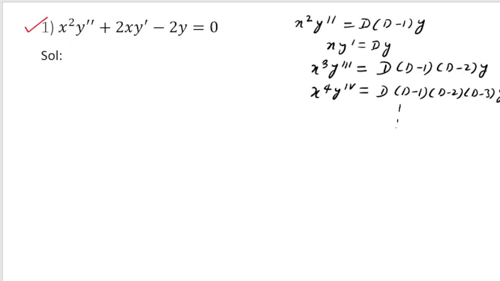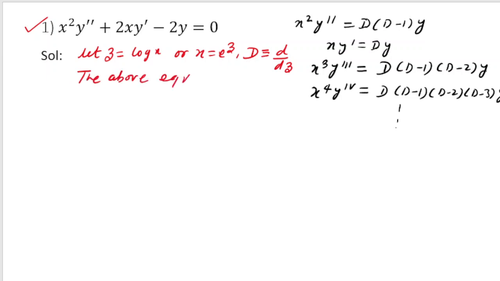First of all, I hope you are clear that the Euler-Cauchy form of differential equation is a differential equation with variable coefficient. So how to solve it? To solve it, we make the transformation: let z equal log of x, or x equal to e to the power z, and we have already used that. Now whenever I write D, this stands for d by dz. Under this transformation, the above equation reduces to: for x square y double dash, I will write D into D minus 1 y, plus for 2xy dash I will write Dy, and minus 2y is equal to 0. I have used this transformation.